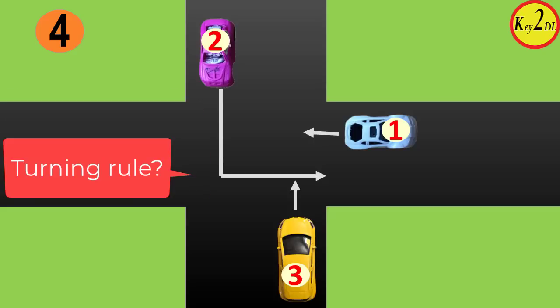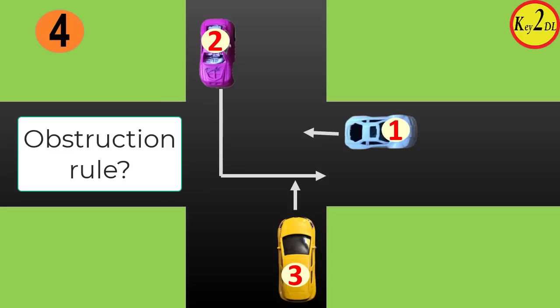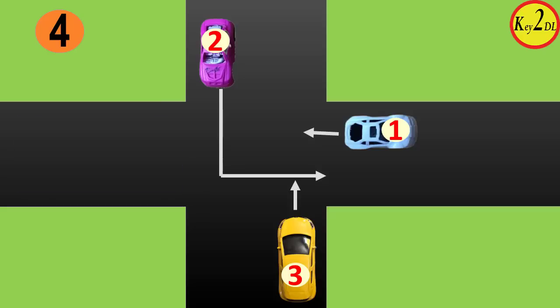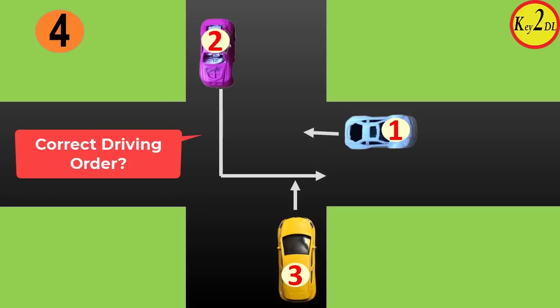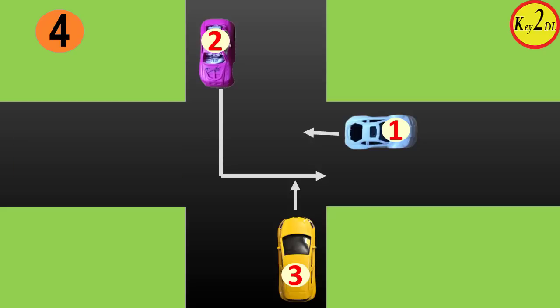In this case, what should be the right driving order? If you don't know the answer, write in the comment section and we will discuss there. This is a very interesting question because one car is turning to the left, and the other 2 cars are going straight. So what is the proper driving order in this situation for the theory test as well as for the final road test?